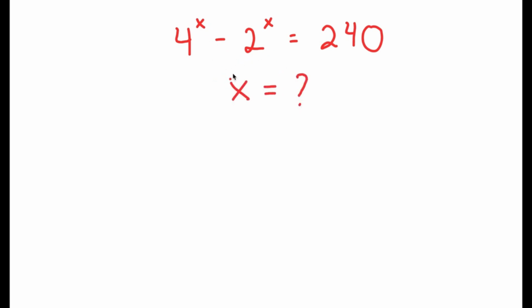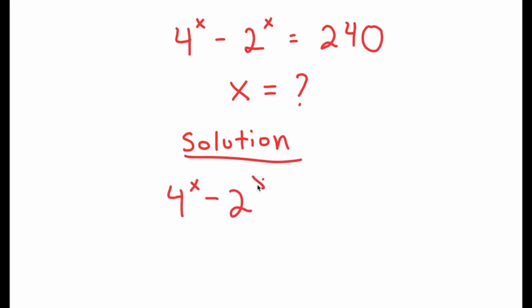Alright, so in this video, I'm going to solve the equation 4 to the power of x minus 2 to the power of x is equal to 240. So, my only variable in this equation is x, so that's what I'm going to be solving for. And now for my solution. So I'm going to first start with my equation, 4 to the power of x minus 2 to the power of x is equal to 240.